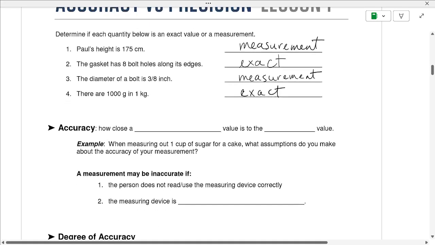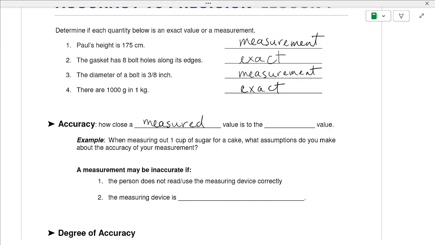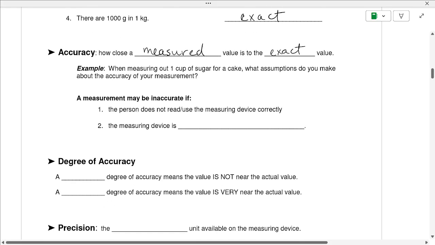Like we just talked about, accuracy is how close a measured value is to the exact value. For example, when measuring out 1 cup of sugar for a cake, what assumptions do you make about the accuracy of the measurement? I would say, well, I assume that this little measuring cup that says that it's 1 cup of sugar is in fact exactly, or at least close to exactly 1 cup of sugar. So you assume that the measuring tools you are using give you the values that they're supposed to. A measurement can be inaccurate if you don't use a measuring device correctly.